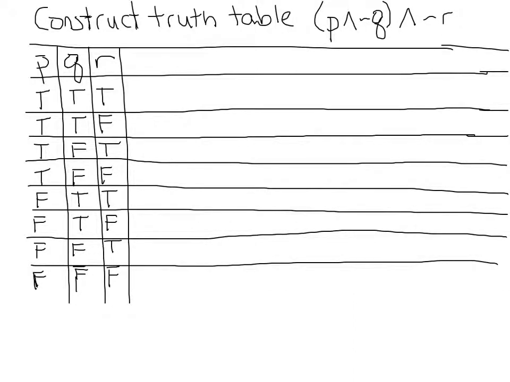In this problem, we're going to construct a truth table for the compound statement. When we're constructing a truth table, we start off with every combination for P, Q, and R, and then we build. So the first thing I want to work on is getting this in parentheses. And what I notice here is I need to get not Q. So first, in this first column, let's figure out what not Q is.